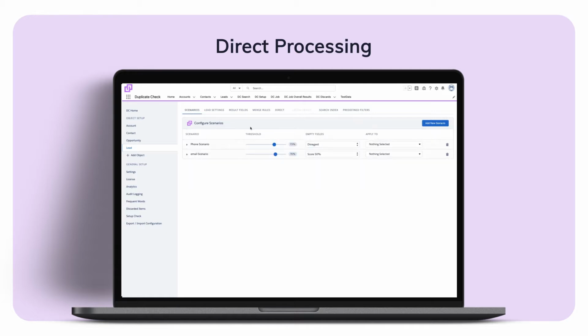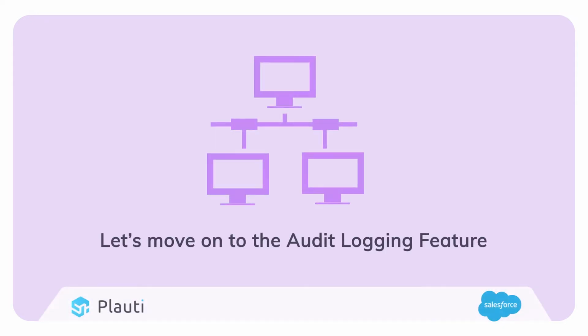settings. All actions performed by the direct processing feature, all duplicate records merged and converted, can be viewed on the DC Audit Logging page. Do not set the threshold too low. Merging false duplicate records cannot be undone. Great! You now know how direct processing works.